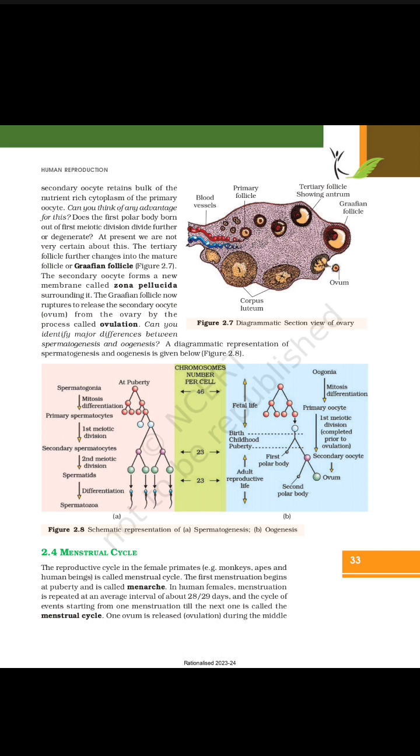Can you identify major differences between spermatogenesis and oogenesis? A diagrammatic representation of spermatogenesis and oogenesis is given below, figure 2.8. 2.4 Menstrual cycle.